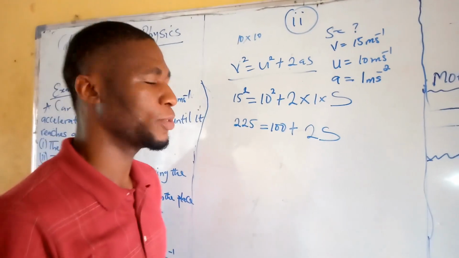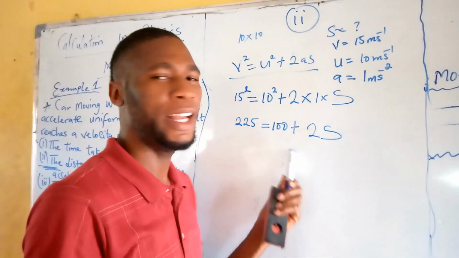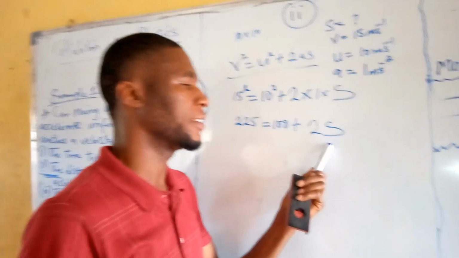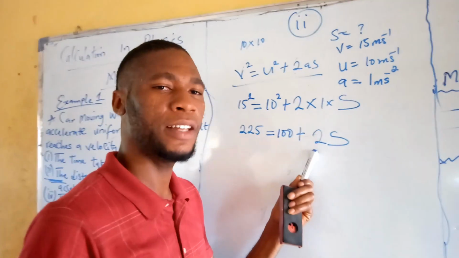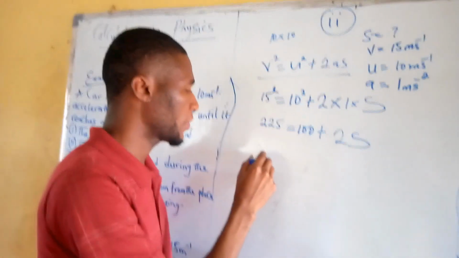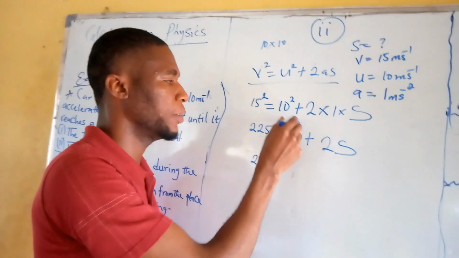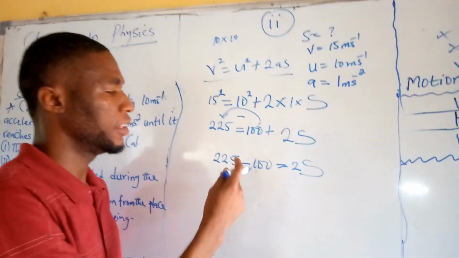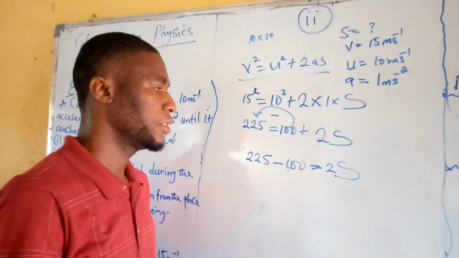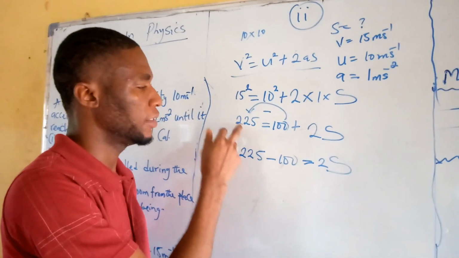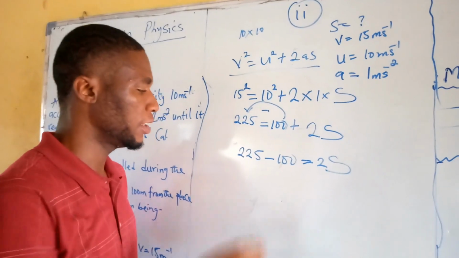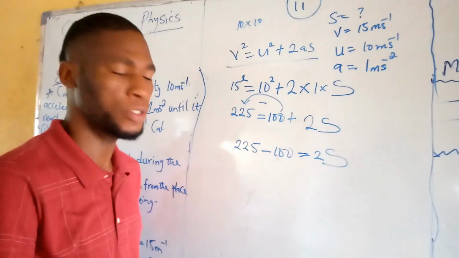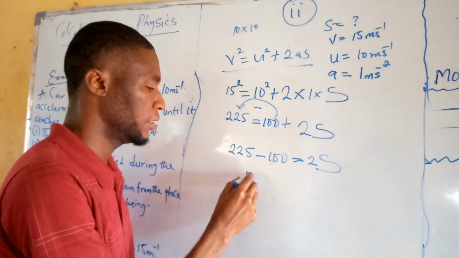If that be the case, we are going to collect like terms, because we want to make s the subject of the formula. We are looking for s. In collecting like terms, the 100 is jumping the equal sign. When the 100 jumps the equal sign, it gives us minus. So 225 minus 100 is going to give us 125.